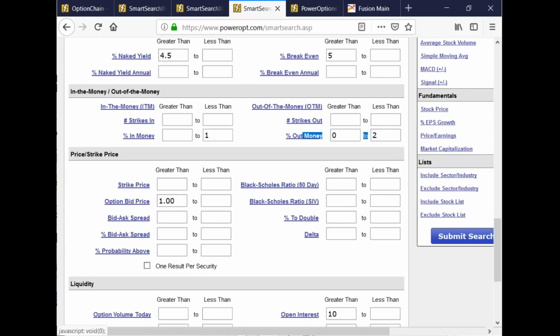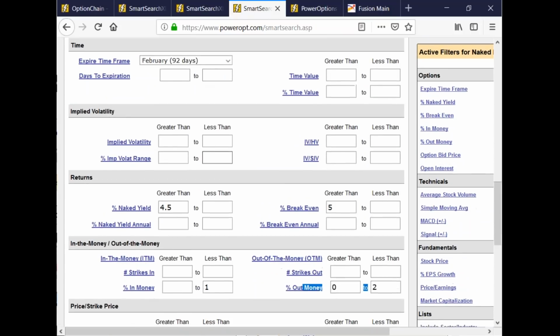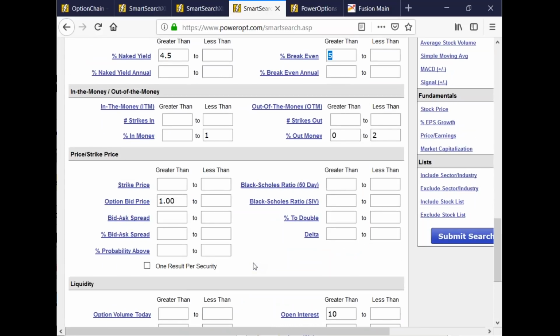Your important factors of this range out of the money, 0 to 2%. Put in your desired expiration, your requirement for yield, percent to break even. You don't need to worry about that, but you can put it in. I'd look for some open interest, minimum option bid price, and then, of course, I would put in some technical indicators and more.